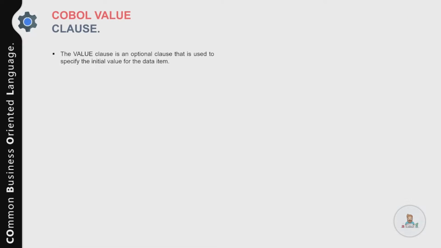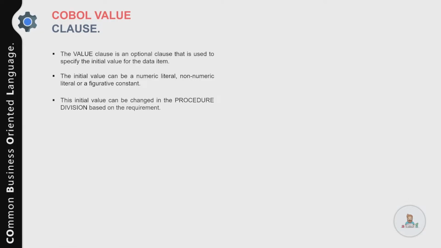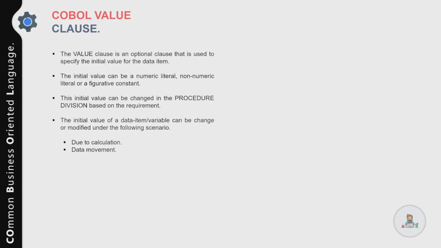Now let's talk about value clause in COBOL. So value clause is an optional clause, and it is used to assign initial value to the data item or variable. The initial value can be numeric literal, non-numeric literal, or a figurative constant. This initial value can be changed in the procedure division based on your requirement. So that means whatever value you have initially assigned to a temporary variable that is defined in working storage section, that can be changed when you're using that variable in your program logic, that is in procedure division.